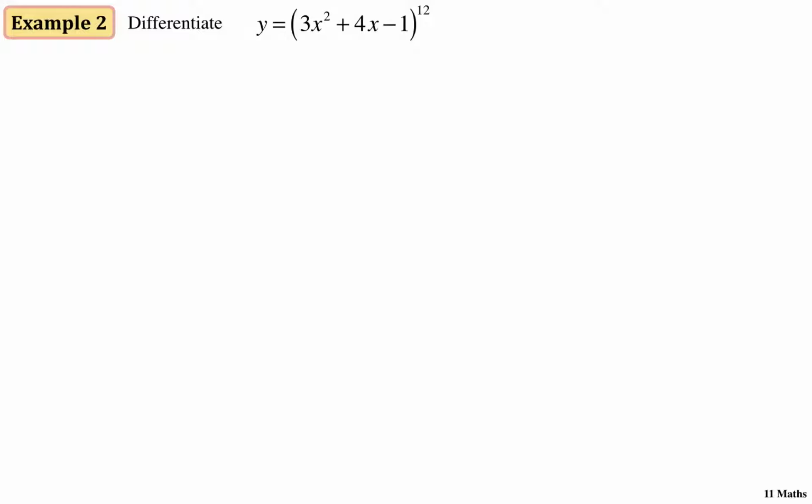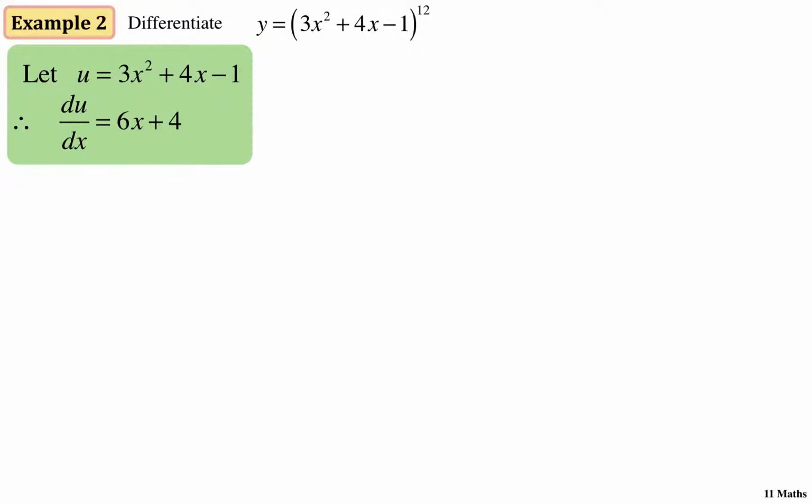Now we're going to have to let u equal something. Well, we're going to let u equal the inside of the bracket. So let's start by saying let u equal 3x squared plus 4x - 1. Now we're going to differentiate u with respect to x. So du over dx equals, what's the derivative of 3x squared? That will become 2 times 3, 6x. What's the derivative of 4x? That would become 4. So du over dx equals 6x plus 4. The minus 1, differentiating a number, just drops out.